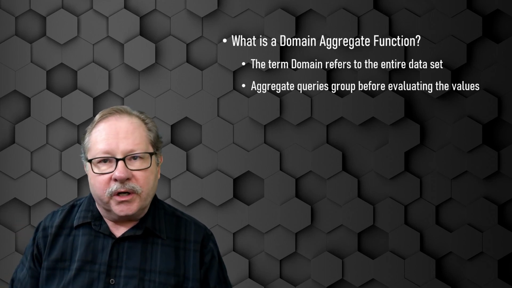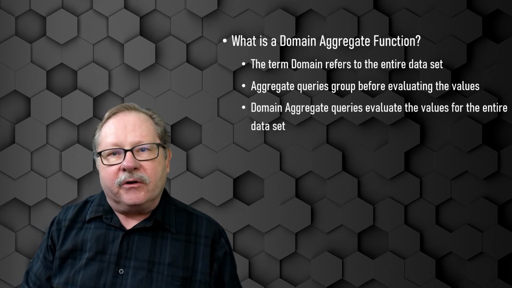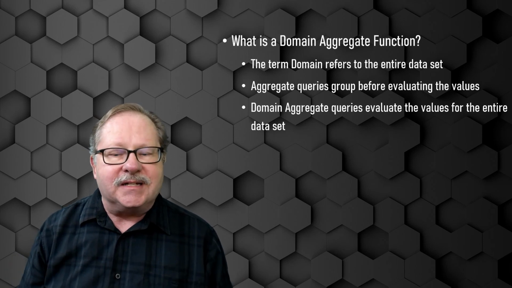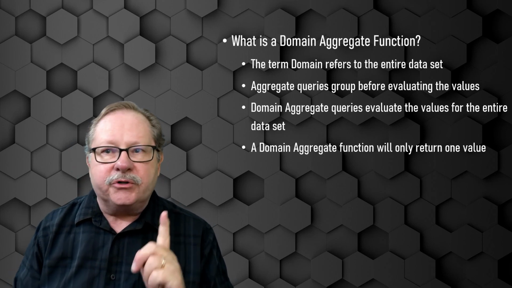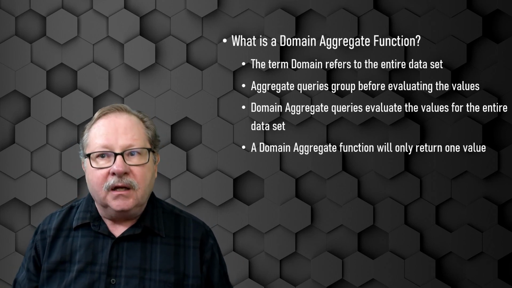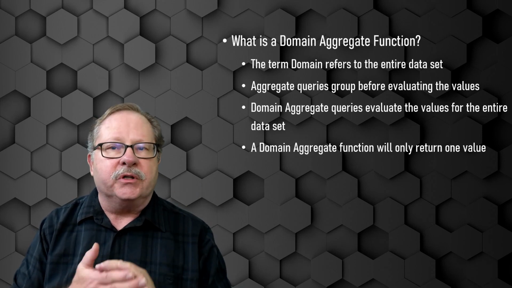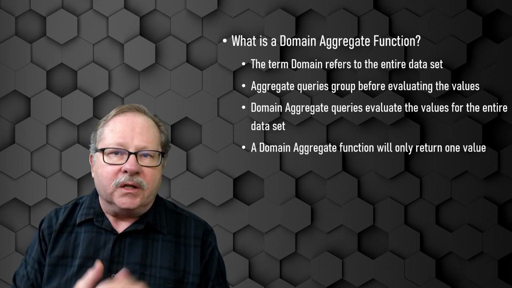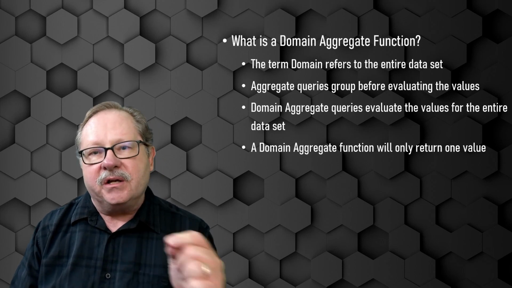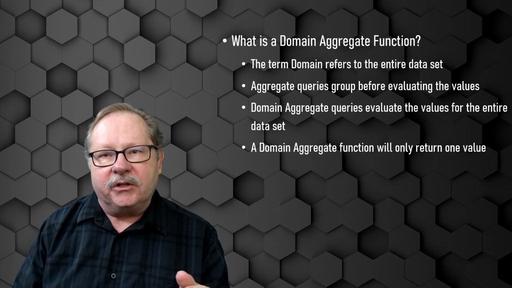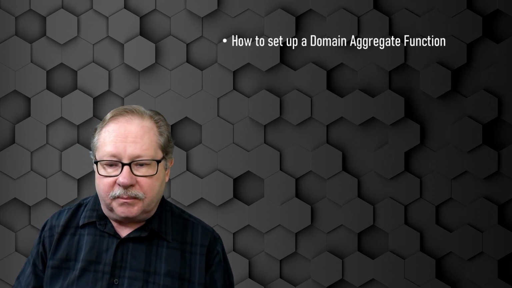Now, aggregate queries group before they evaluate the values, whereas domain aggregate queries evaluate the values for the entire data set. Now, a domain aggregate function will only return one value. Logically thinking, it only returns one value because there's only going to be one total count of the records. There's only going to be one average or one sum of the data that's in the field. So it only returns a single value, even though that single value might be on each record. And we'll show you that here as we set one up.